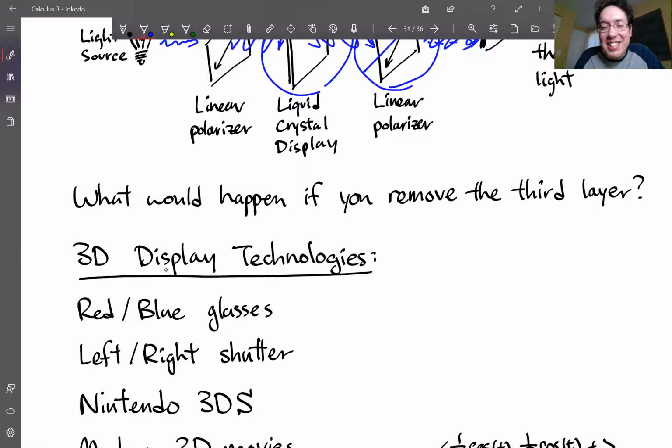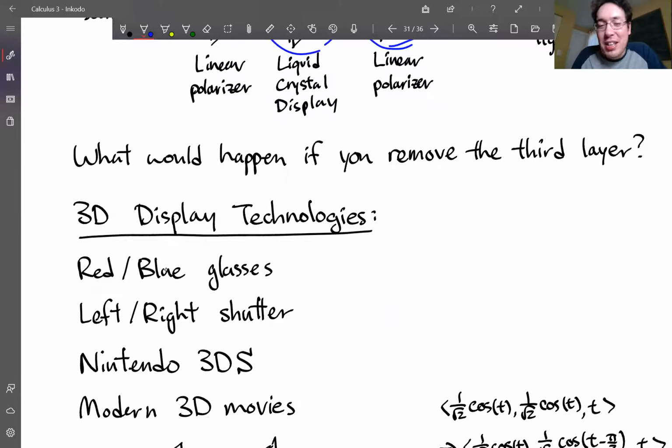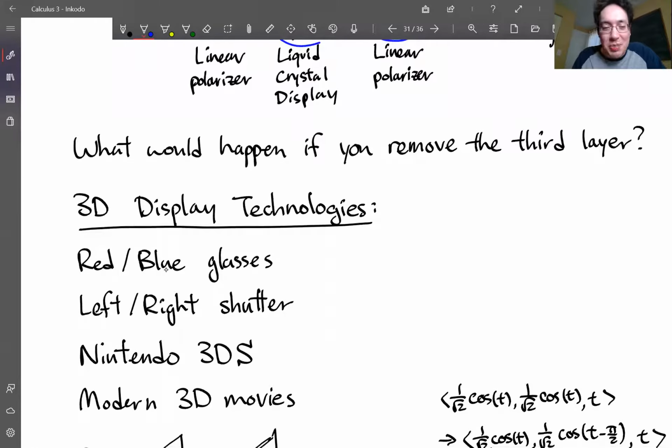Okay. Let's talk about 3D movies. So there are a lot of 3D display technologies. So probably the oldest one that I can think of is one of those red-blue glasses, where how they work is pretty clear.